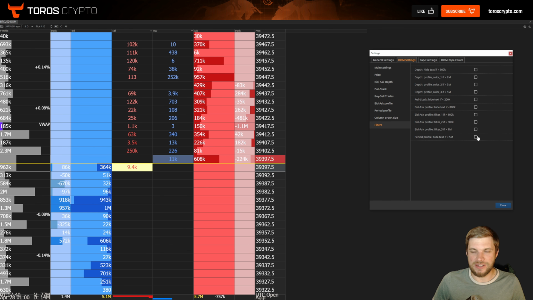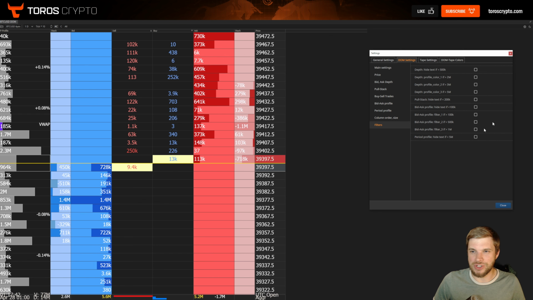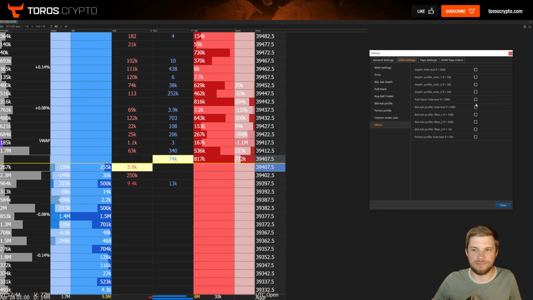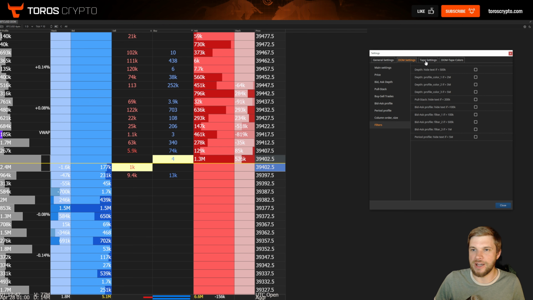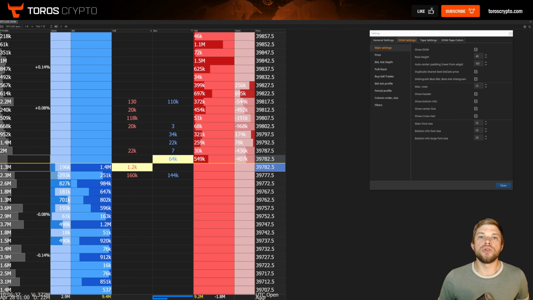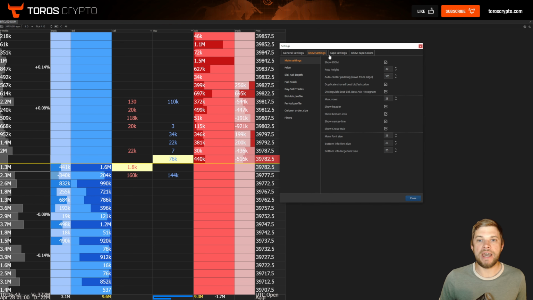So you can hide certain trades. You can choose not to show trades below a certain amount on the chart here as well. So once you've got your DOM set up how you would like it, you can click onto the right hand side here and you will see tape settings.